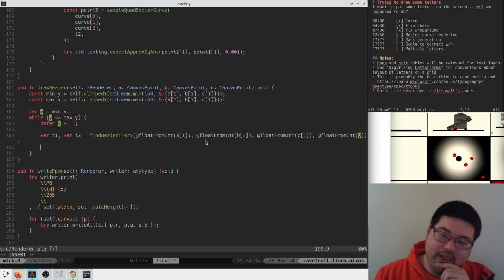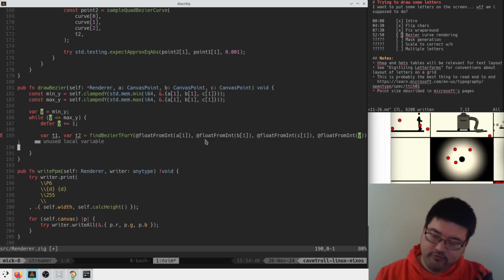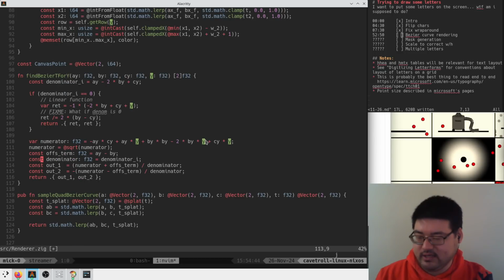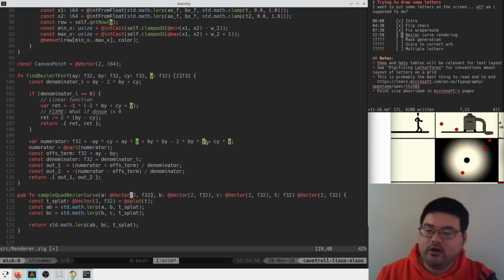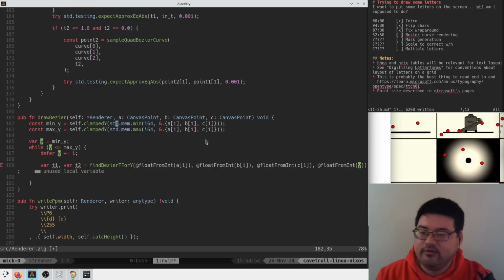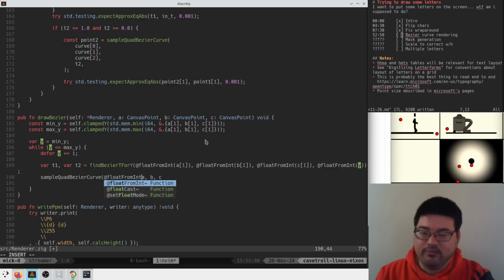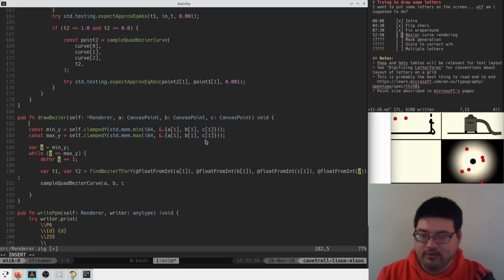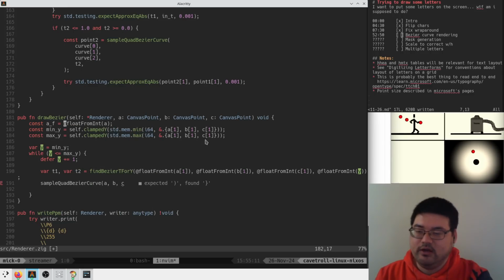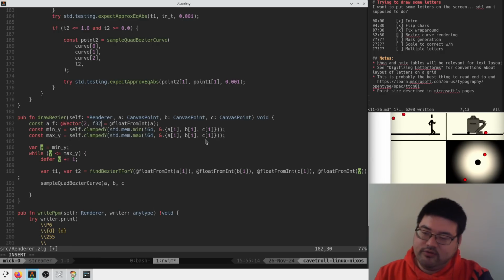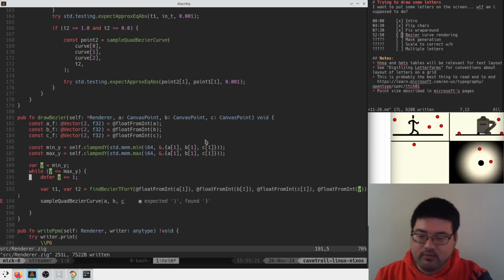Okay. So now we have T1 and T2, and we can sample the curve for those two positions, I guess. And I wonder if, yeah, fine. So here we sample the quad Bezier curve at A, B, C. Also, these things need float from int, which makes me think that we should just, right off the bat, do A f is equal to float from int A, and this should become a vector 2 f32, B, C. Then everywhere here we can just use those.